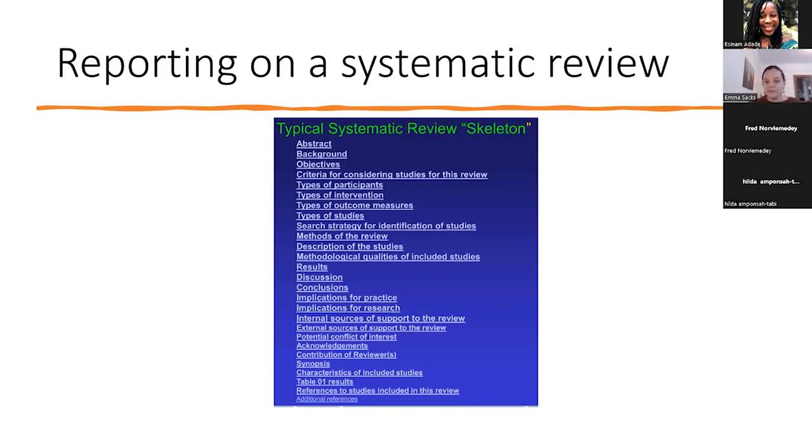So you'll need to really define the types of participants, the types of intervention, the types of outcome measures, the types of studies. You'll have to have your inclusion and exclusion criteria, the methods. I'll get into some detail on this, but you'll describe all of the studies that end up included in your review, as well as what I would call an appraisal or quality assessment, but you could call the methodological qualities of those included studies.